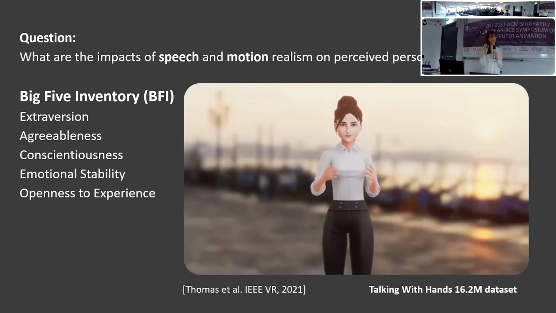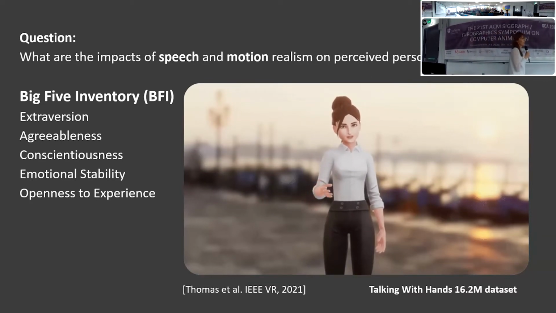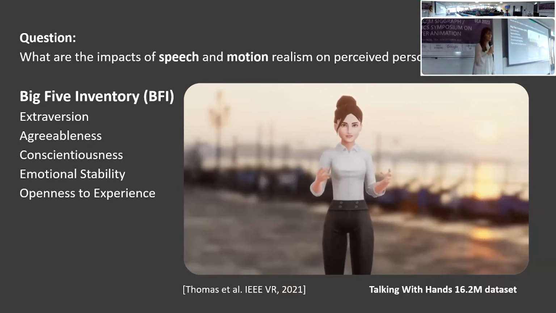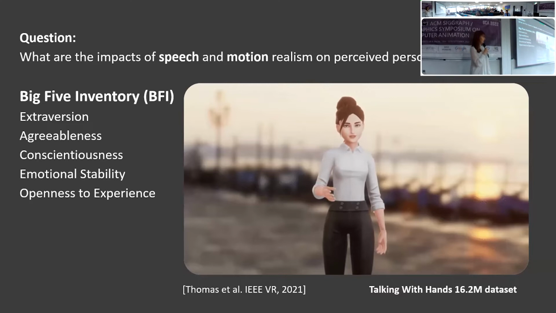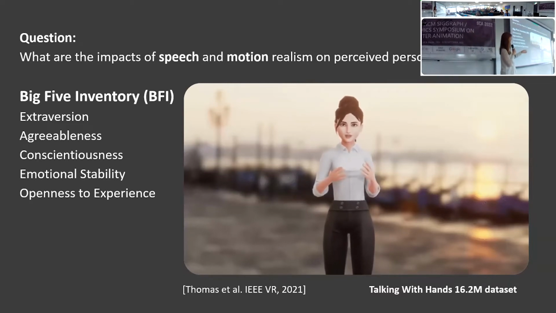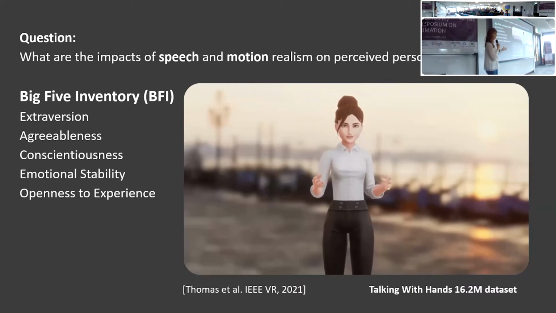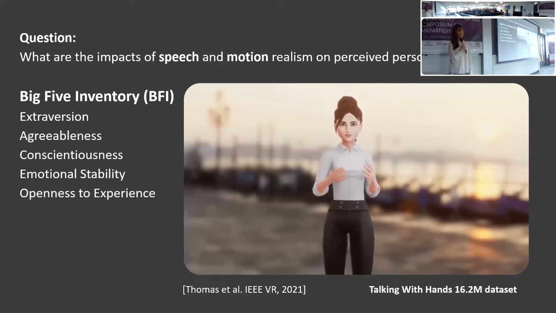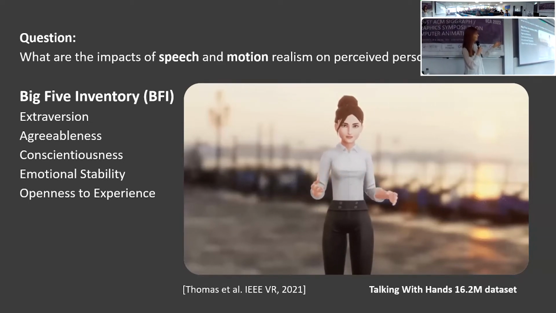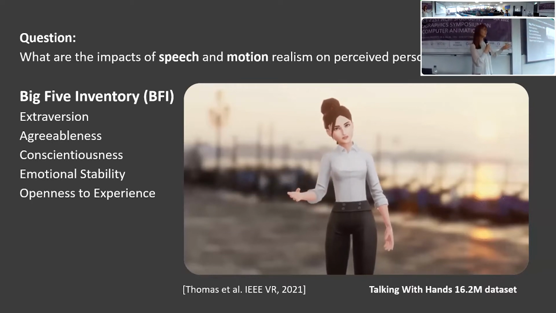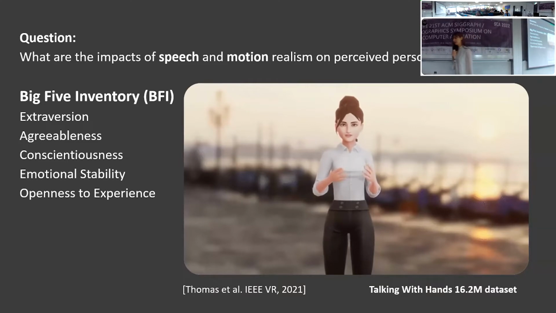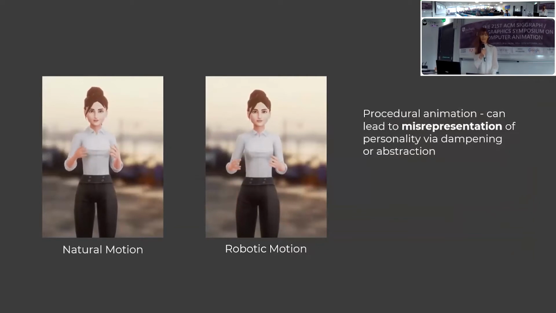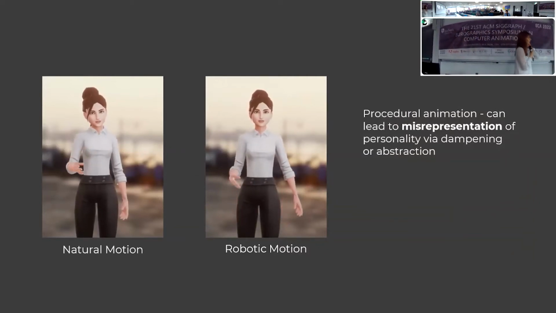So this was one study at IEEE VR last year, where we looked at, again, the Big Five, the different personality traits. We used the Talking With Hands Facebook data set of gestures, so there's a number of different actors gesturing naturally with audio. In this one, we were also interested in speech and whether or not the speech was realistic. But for the purposes of today, the main thing we were looking at was motion realism and whether it affected perceived personality. We had a phase classifier, this is work with Ova Person as well.